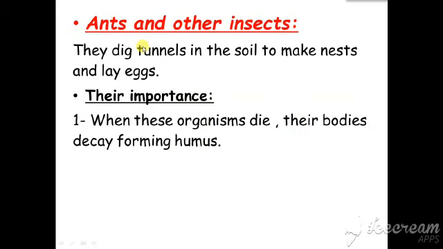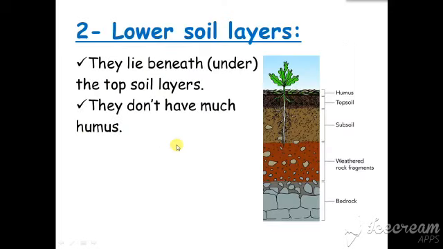And the ants and other insects dig tunnels in the soil to make nests and lay eggs. And their importance: when these organisms die, their bodies decay, forming humus.